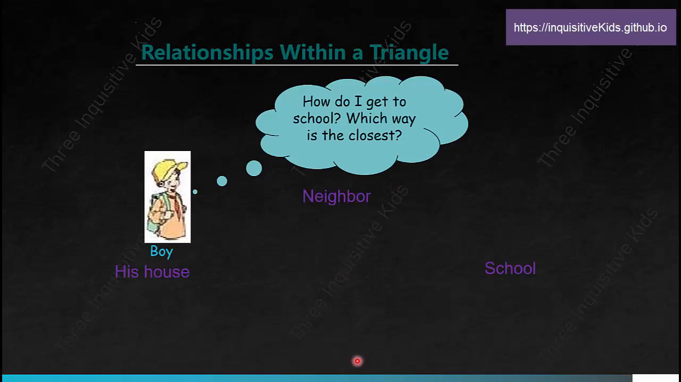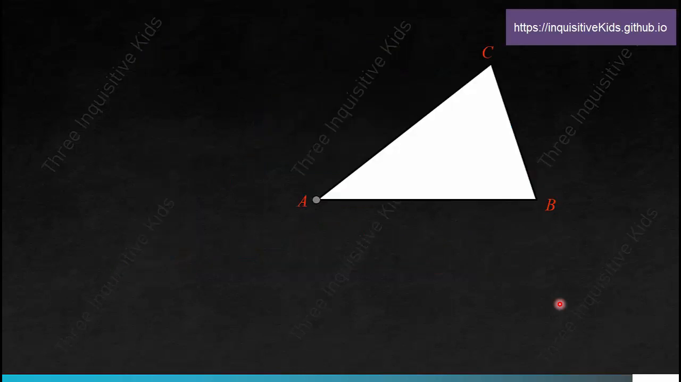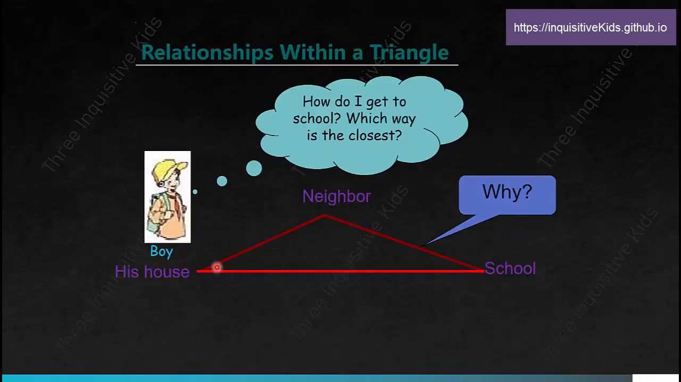So, relationships within a triangle. Here's a boy at his house, and he's wondering, how do I get to school? Which way is the closest? There are two paths shown here. This is his neighbor, and this is the school. Well, as we learned many chapters ago, a straight line segment is always the shortest distance. So this orange line here would be the answer.